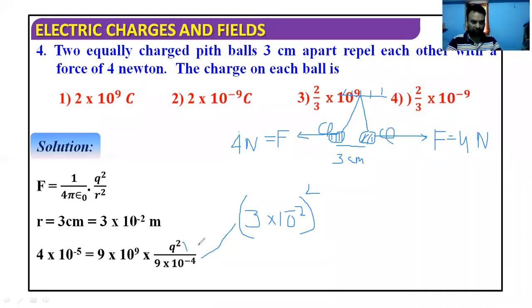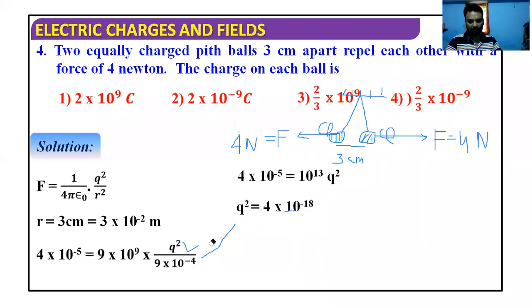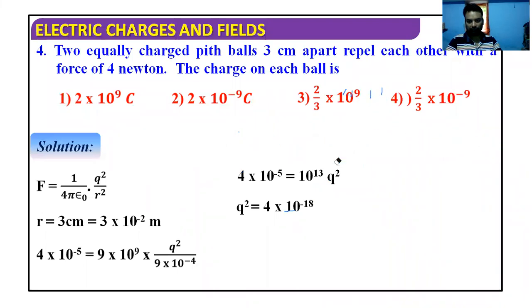Now we can find out this Q square. Solve for this Q square. So you will get Q square is equal to 4 into 10 raised to the power minus 18, and Q comes out to be 2 into 10 raised to the power minus 9 coulomb. So option 2 is correct.